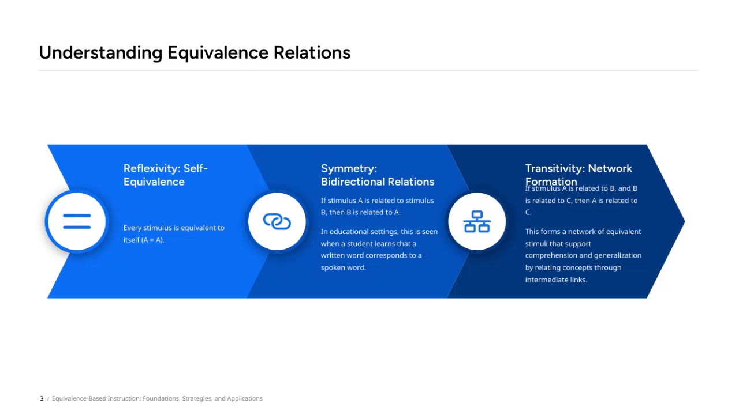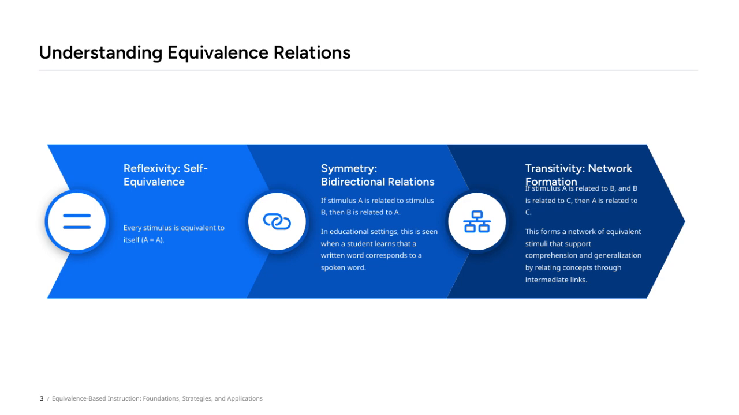Let's delve into the three key properties that define equivalence relations. First, we have reflexivity, which is simply the idea that every stimulus is equivalent to itself. Think of it as a baseline. A equals A. This is fundamental because it establishes self-identity in the relation.